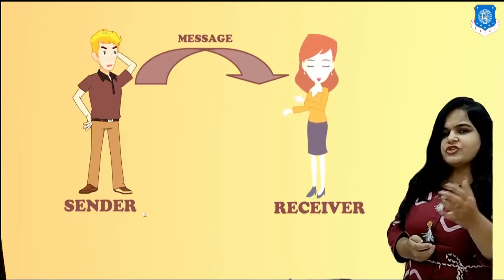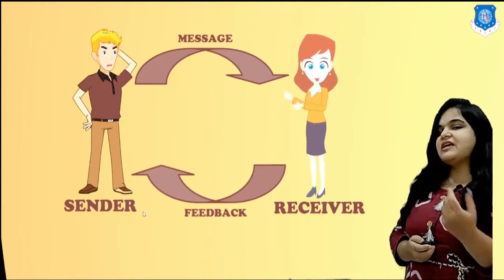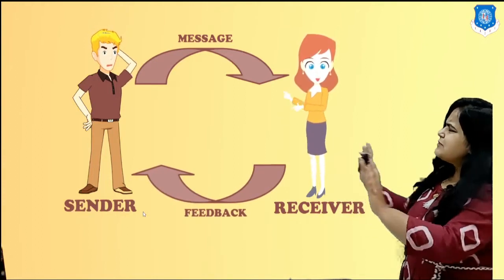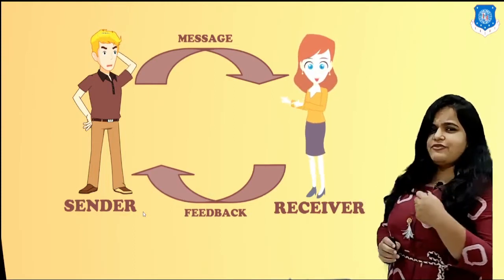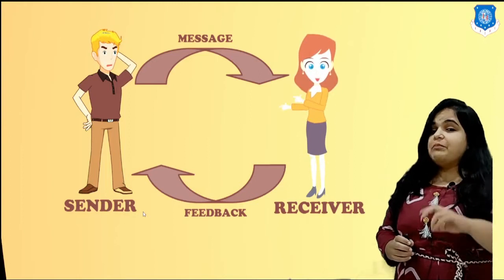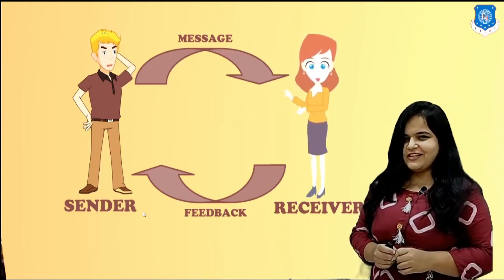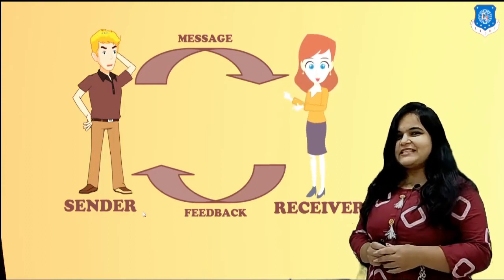But students, before transmitting the message, we need to do a simple cycle here. The sender wants to send a message, the receiver gets the message, and the receiver gives feedback. Ma'am, this much is enough, and it is very likely to be a complete process. But this is entirely wrong, students. This is not what actually happens.